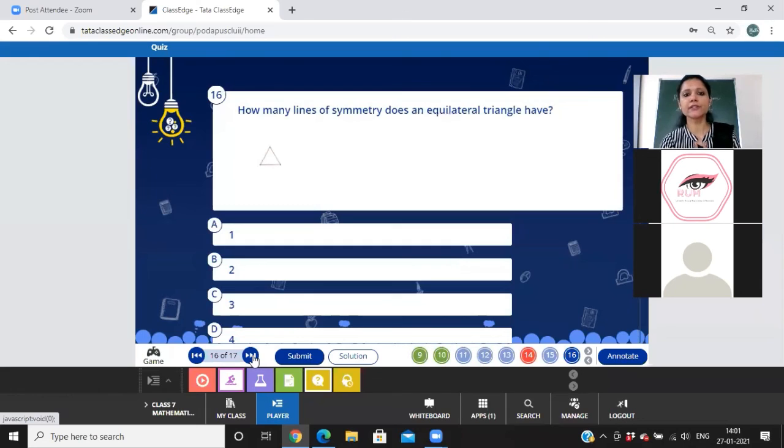Okay, this is an equilateral triangle. So the number of lines of symmetry would be three, because it has three equal sides. So the number of lines of symmetry would also be three.